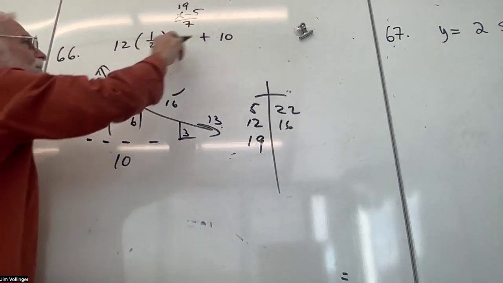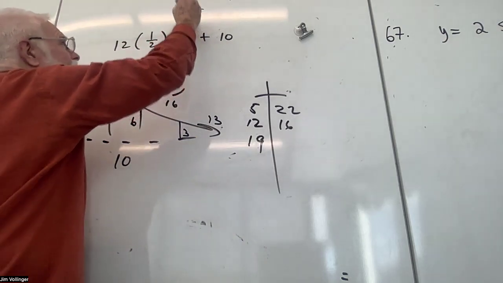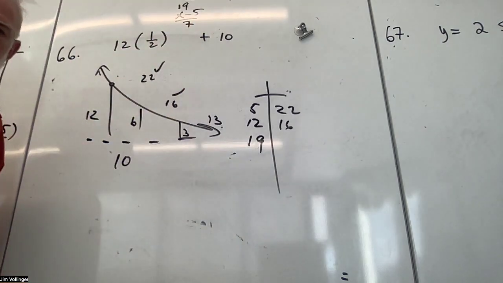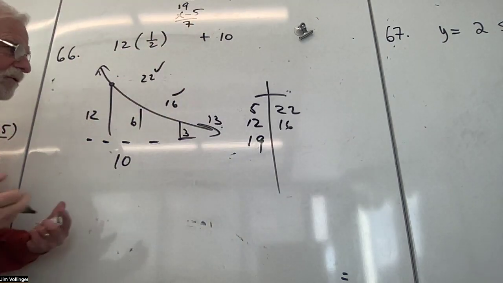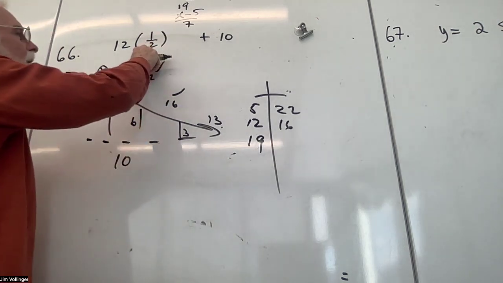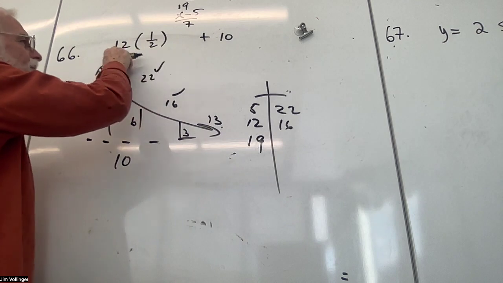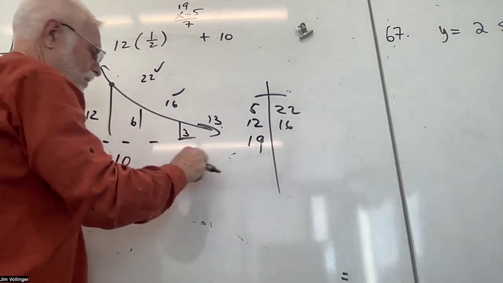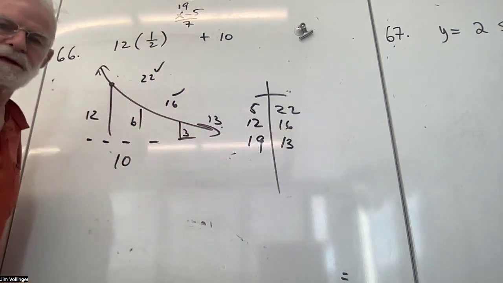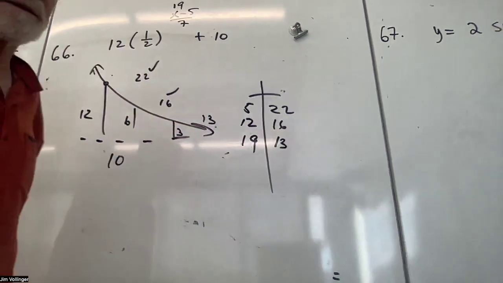19 minus 5, 14. How did I know I had a mistake? Because 14 is a multiple of 7. And what I got 2 seconds ago isn't a multiple of 7. Because I'm trying to find user-friendly numbers. So doubling, squaring 1/2 is 1/4 of 12 is 3. And 3 plus 10 is 13. And so we can see those numbers quickly and easily with enough practice.